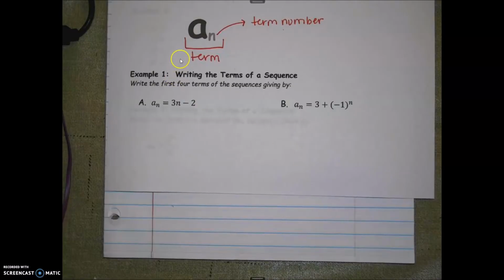Now that we know what a sequence is, we're going to take a moment to look at how to write terms of a sequence. The directions say, for example, number 1, to write the first 4 terms of the sequence given by a sub n equals 3n minus 2. In order to find the first 4 terms, I'm looking for the first term, the second term, the third term, and the fourth term.